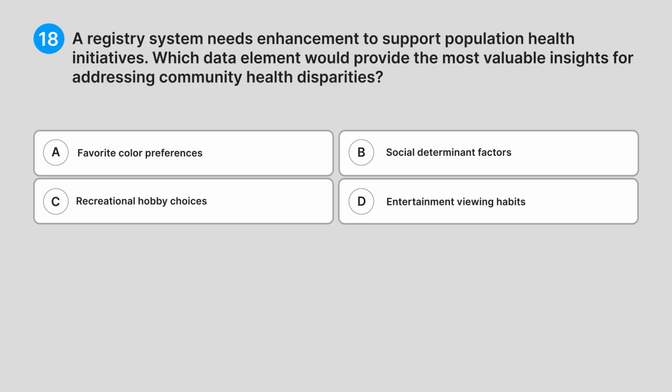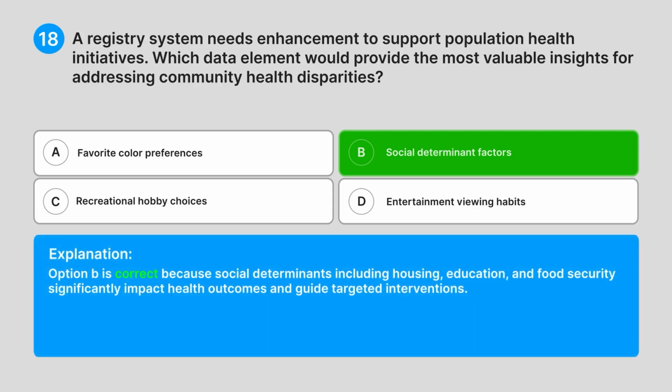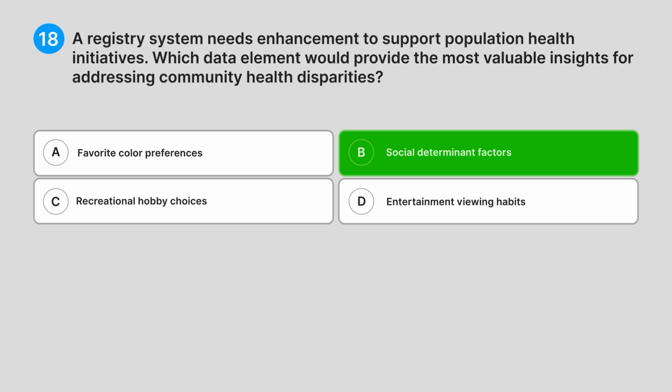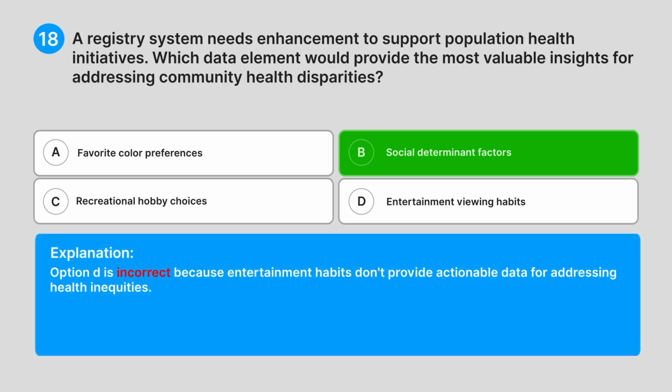Correct answer, B. Social determinant factors. Explanation. Option B is correct because social determinants including housing, education, and food security significantly impact health outcomes and guide targeted interventions. Option A is incorrect because color preferences have no relevance to health outcomes or disparity identification. Option C is incorrect because hobby choices rarely correlate with health disparities, requiring population-level interventions. Option D is incorrect because entertainment habits don't provide actionable data for addressing health inequities.